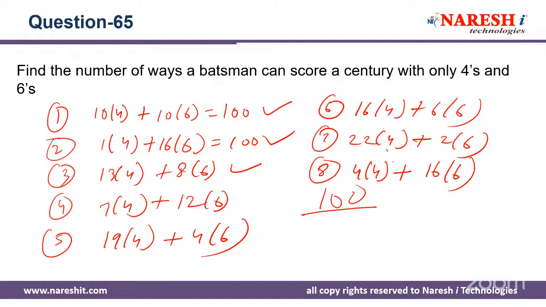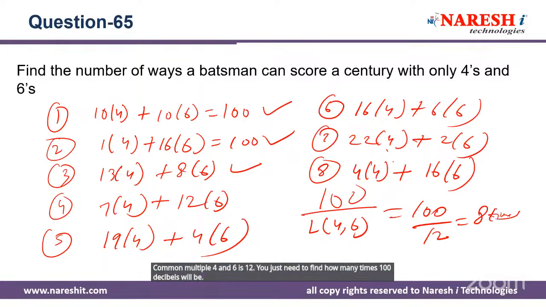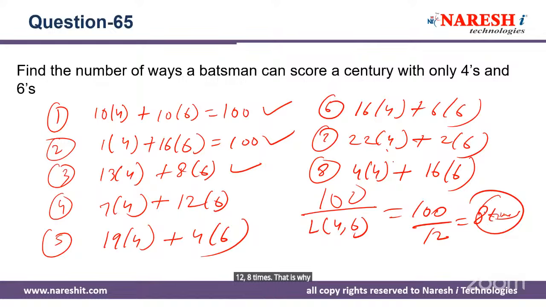Using fours and sixes, what is a common multiple of 4 and 6? Common multiple of 4 and 6 is 12. You just need to find how many times 100 is divisible by 12. 8 times. That is why the answer is also 8 ways. A batsman can score a century in 8 ways.